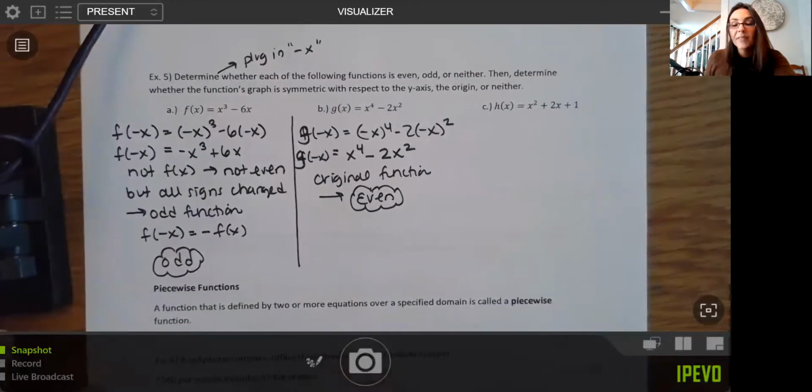Okay. If something is even, you don't have to check if it is odd. So you're not going to check both of those. You're just going to plug in the negative x, and it's either going to be even, odd, or neither.